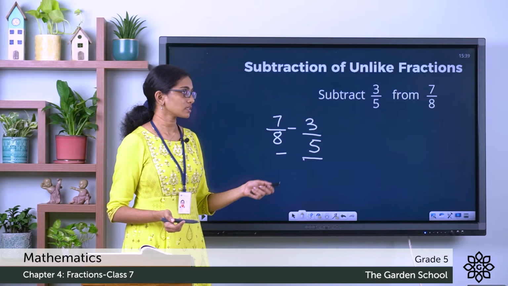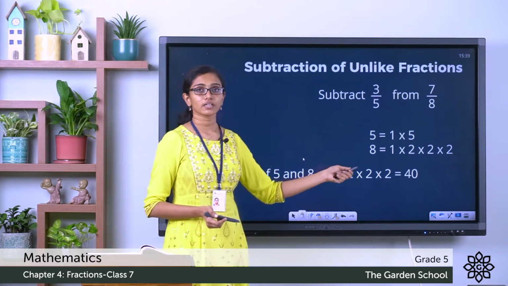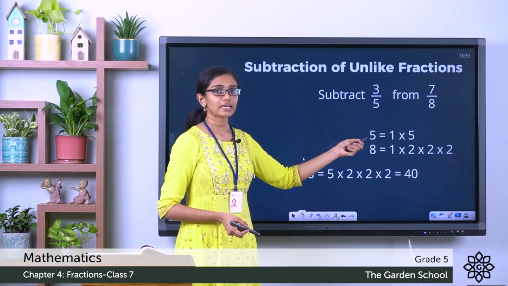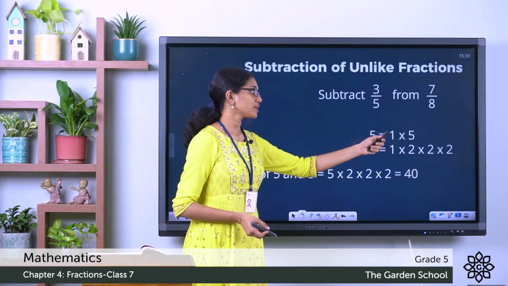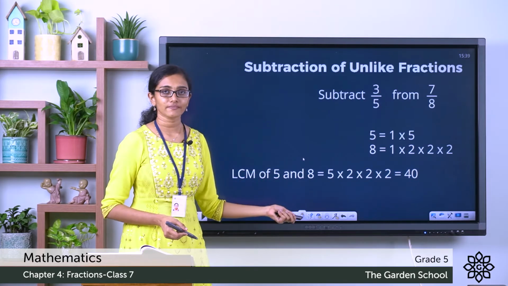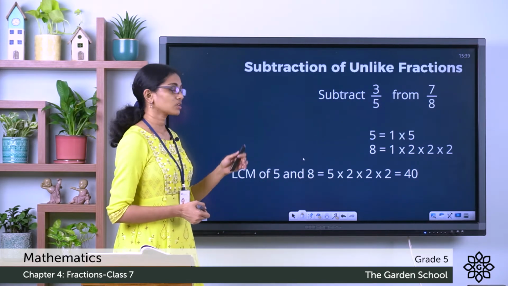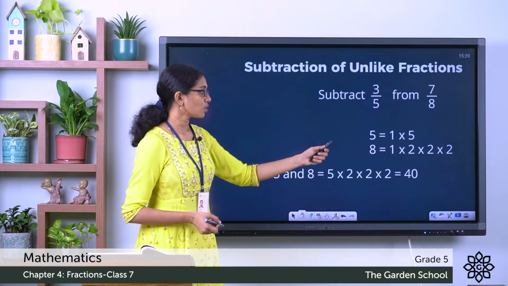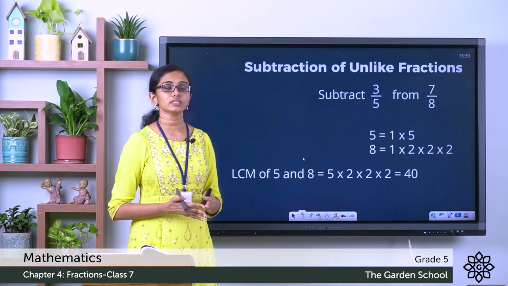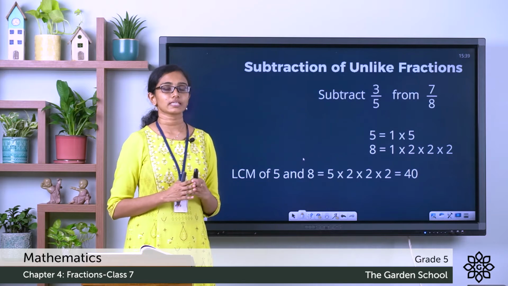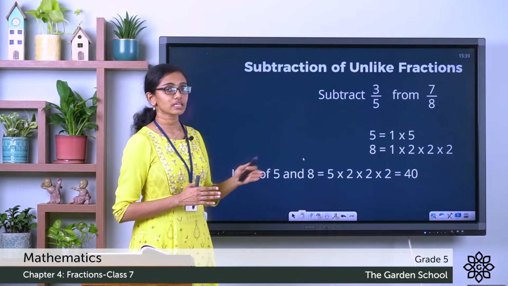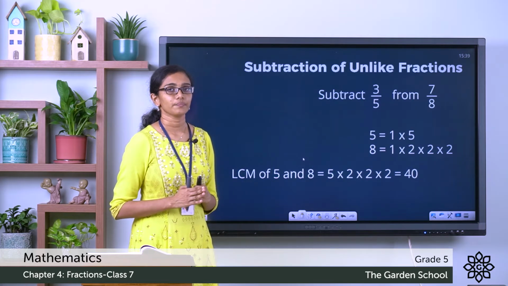So let's see the steps. So first, let's find out the LCM. 5 when factorized gives you 1 into 5 and 8 factorized gives you 1 into 2 into 2 into 2. So when you consider the prime factors and find the LCM, you get the LCM is equal to 40. So the LCM of 8 and 5 equals 40. Now what is the next step? We got the LCM and we are going to use this LCM as the new denominator.